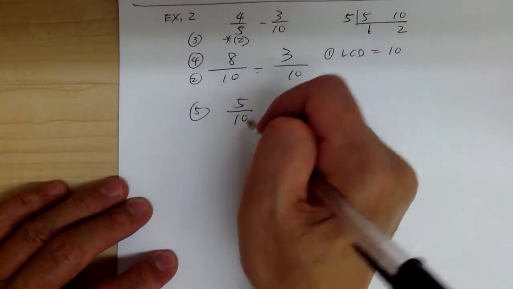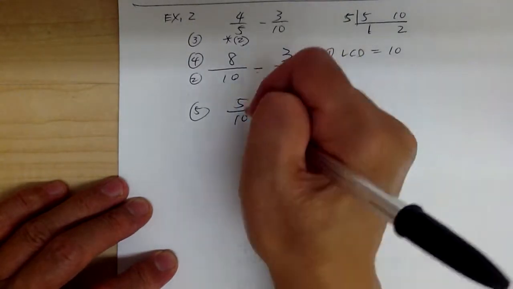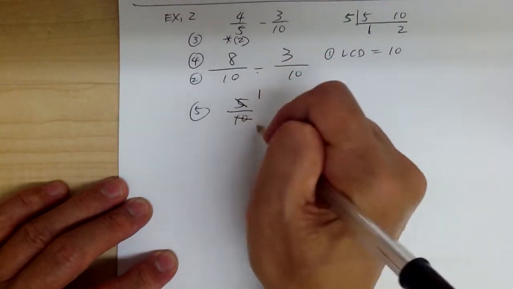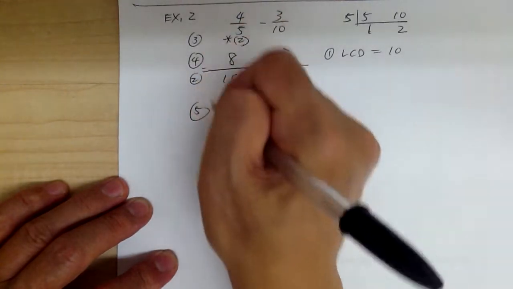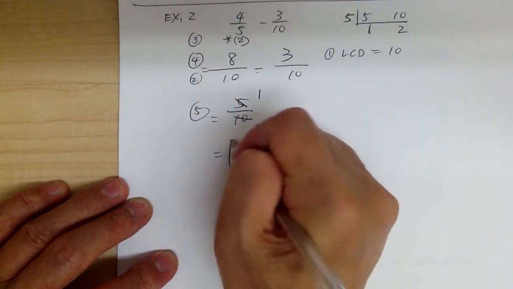And then after that you reduce, both are divisible by 5. So divide by 5, you get 1. Divide by 5, you get 2. And put it equal over here. So the answer would be equal to 1/2.